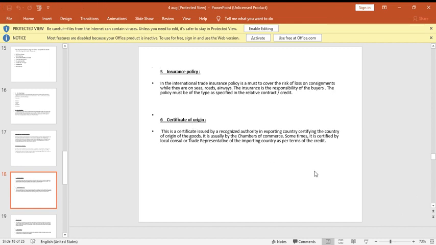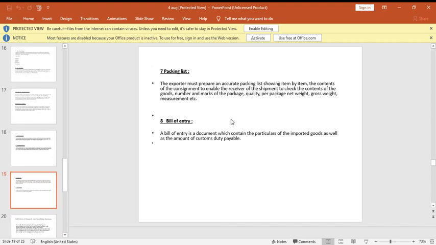Then, certificate of origin. This is a certificate issued by a recognized authority in the exporting country, certifying the country of origin of the goods. It is usually issued by the chambers of commerce. Sometimes it is certified by the local consul or trade representative of the importing country as per the terms of the credit. That is a certificate of origin. They are going to issue the certificate if everything is correct.